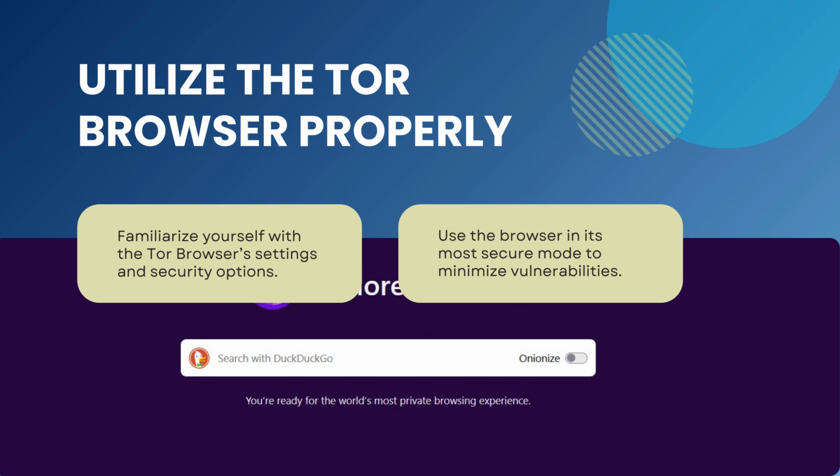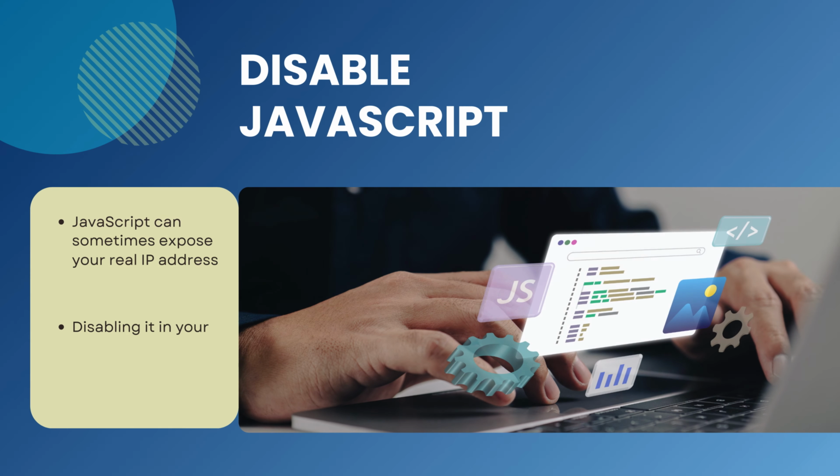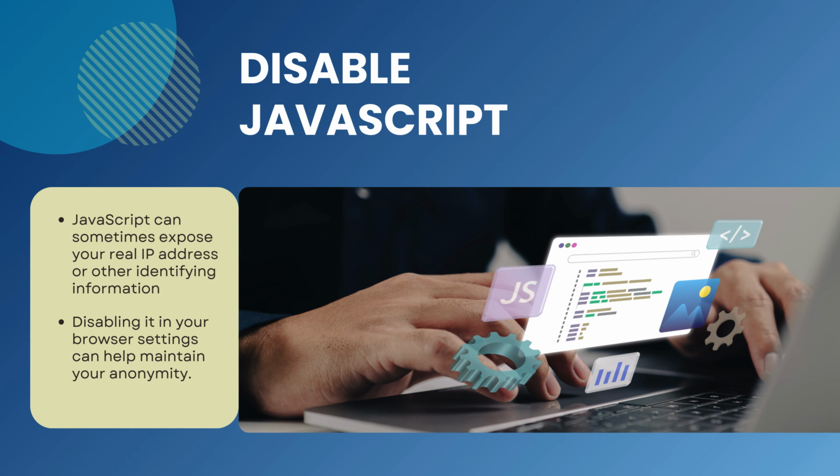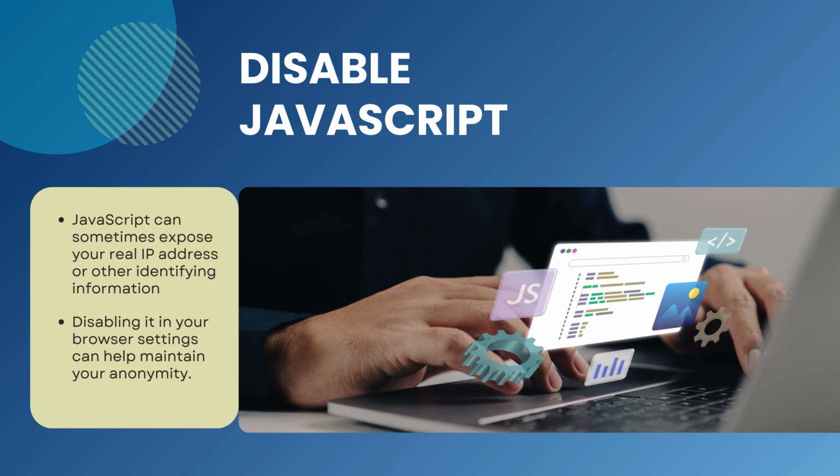Utilize the Tor browser properly. Familiarize yourself with the Tor browser settings and security options. Use the browser in its most secure mode to minimize vulnerabilities. Disable JavaScript. JavaScript can sometimes expose your real IP address or other identifying information. Disabling it in your browser settings can help maintain your anonymity.